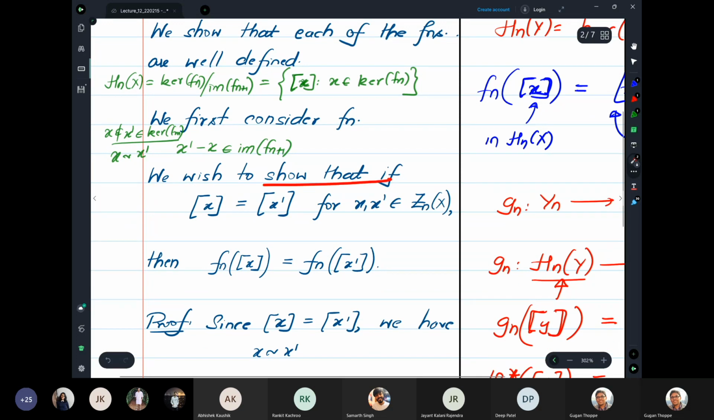We wish to show that if x and x prime are two elements in Zn of x, I should actually say this is kernel of fn. I think I have not defined Zn of x. So if they belong to kernel of fn, and if their equivalence classes are one and the same, then if you apply fn, their outputs will be one and the same. Okay, so let me pause over here.